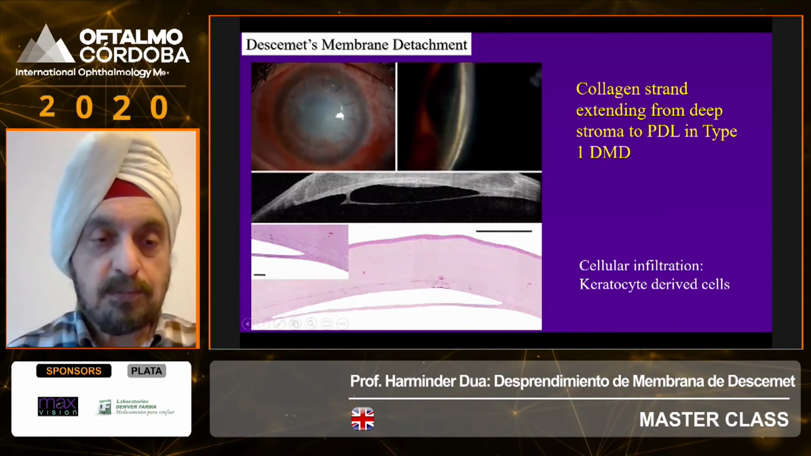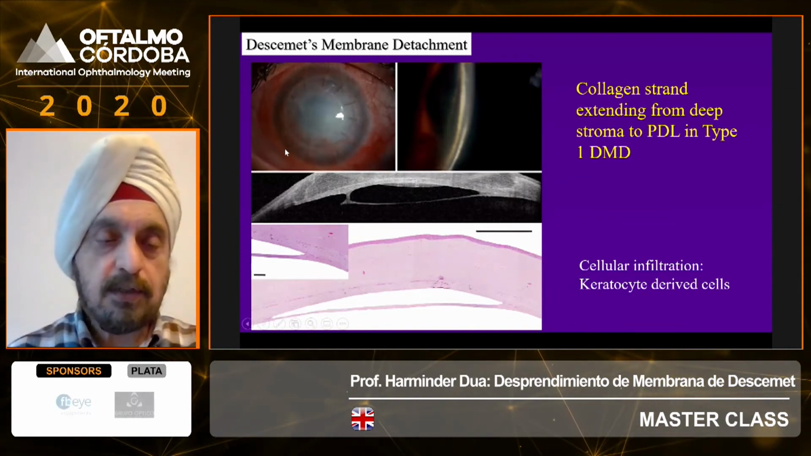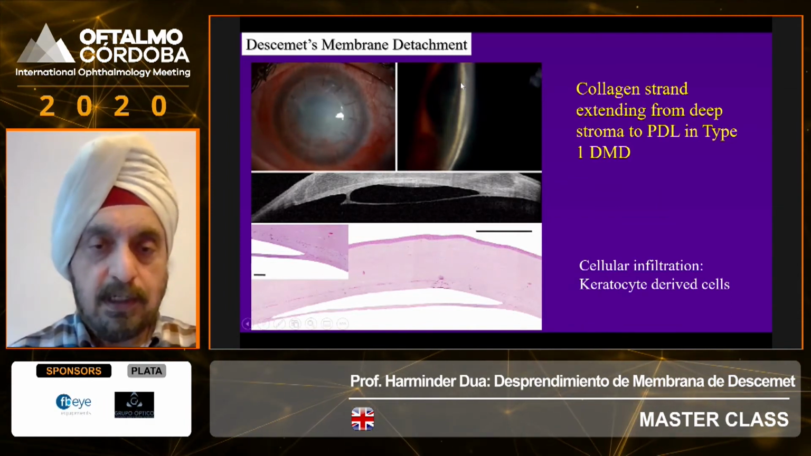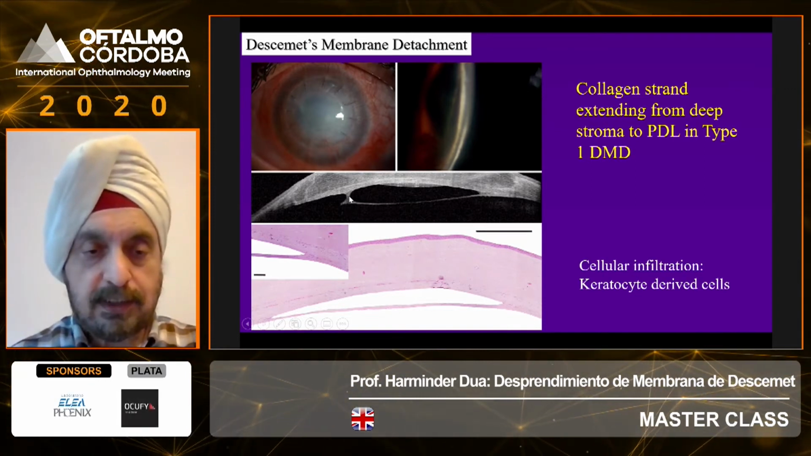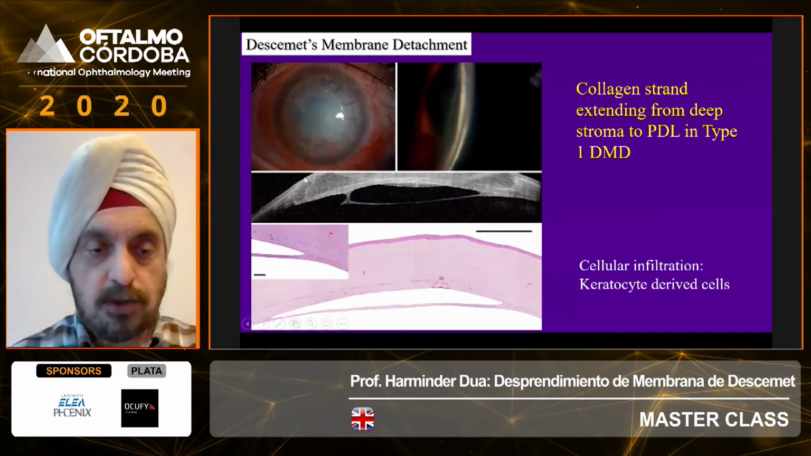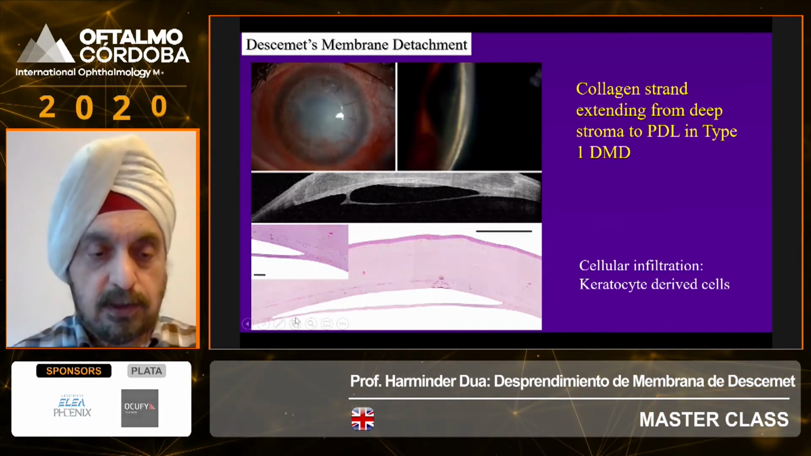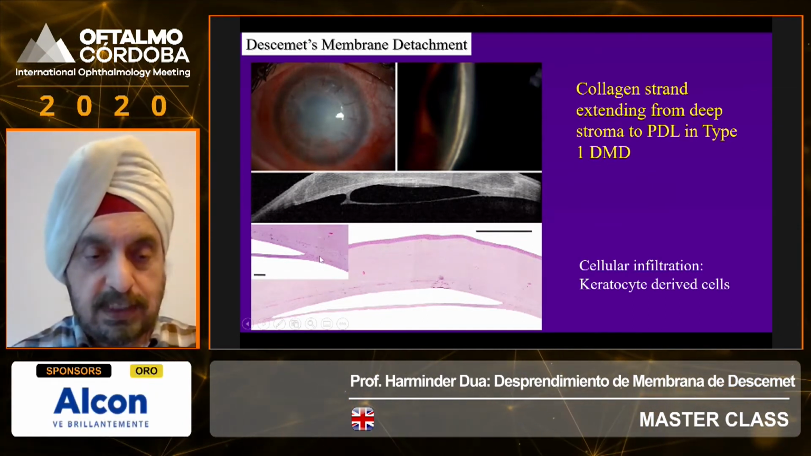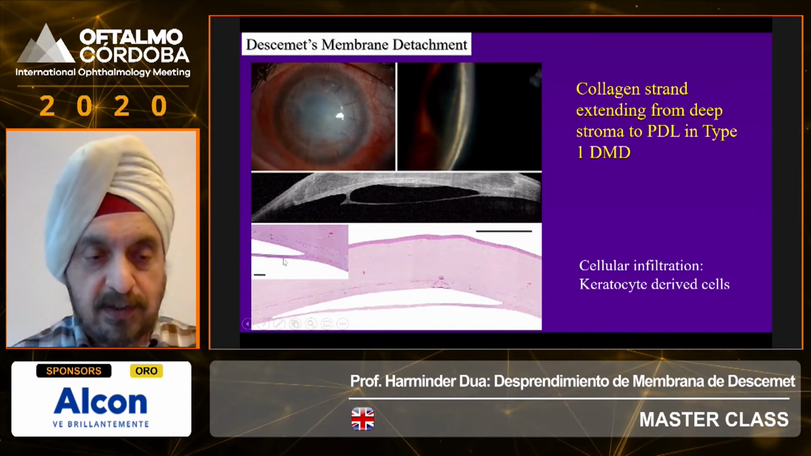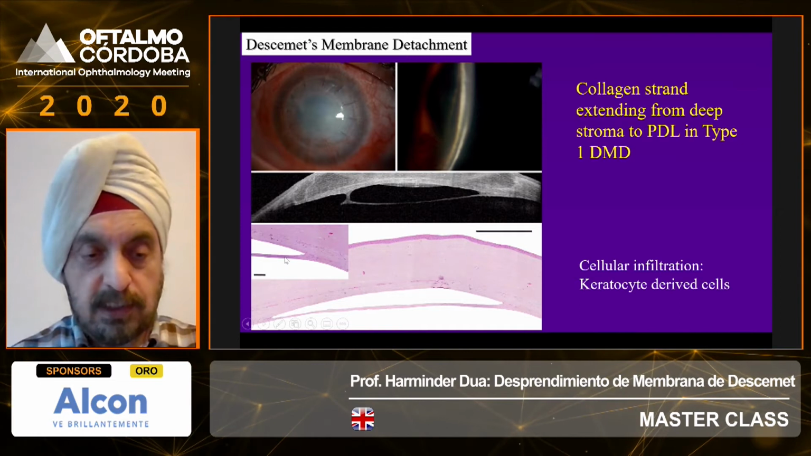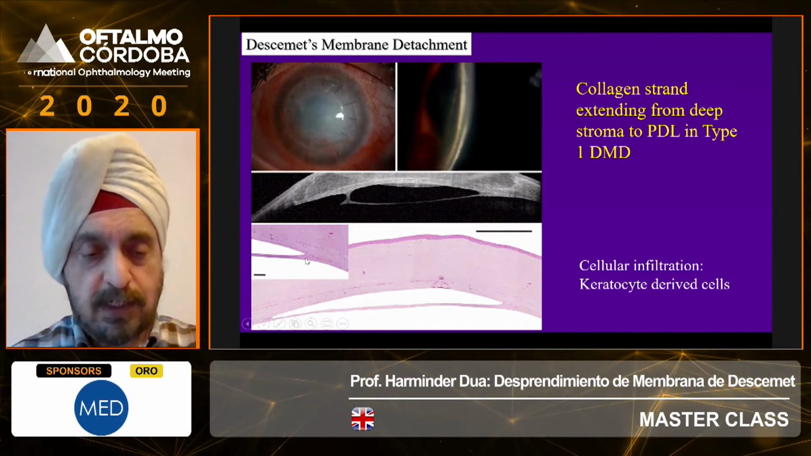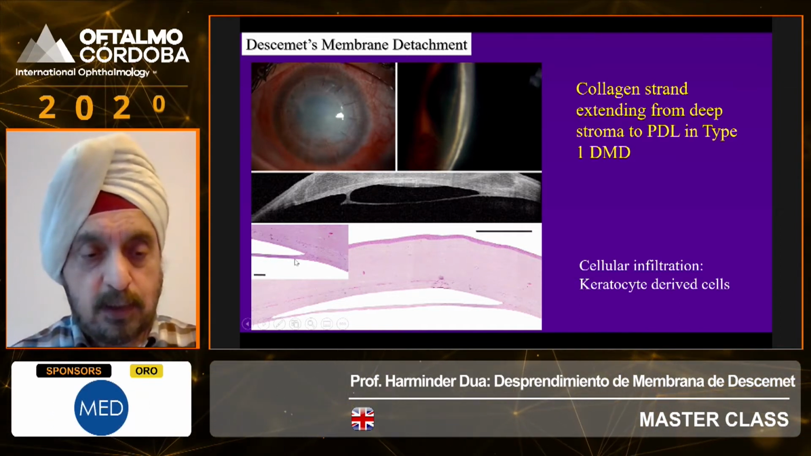So here's another example. This patient had chronic edema following graft failure. You can see the detachment over there. And here there's another strand connecting the two. We had histology on this eye. And you can see on the histology, what is interesting is that the keratocytes have migrated into the stroma of the pre-Descemet's layer. Normally it is acellular or has very, very few cells, but here there are quite a lot.